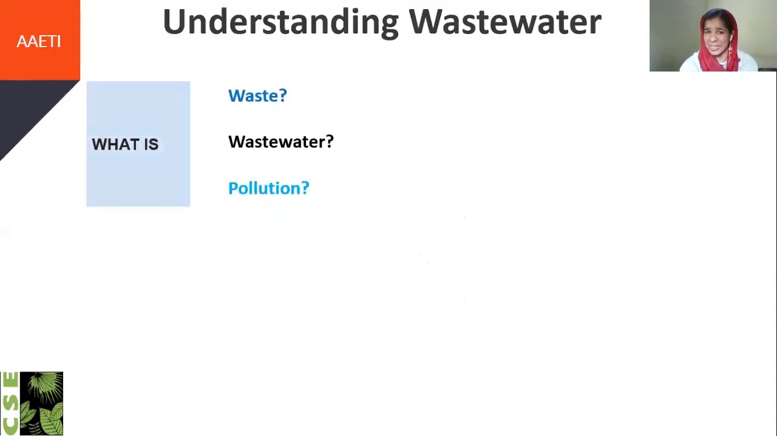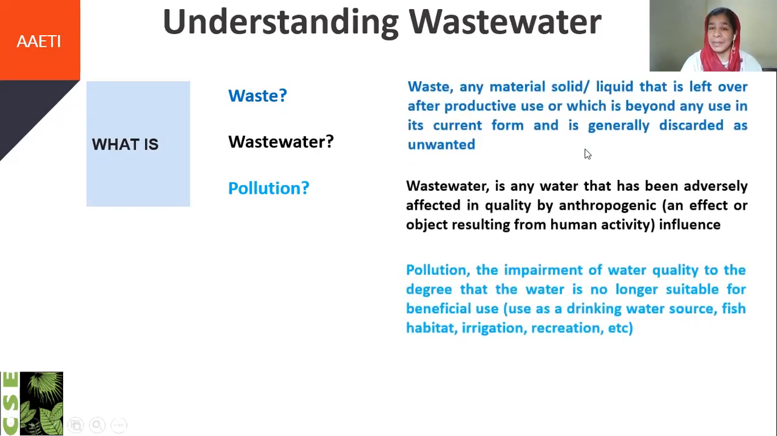So, what is waste? What is wastewater? What is pollution? Let's get the definitions correct. Waste is any material which is beyond any use in its current form and is generally discarded as unwanted. Wastewater is any water that has been adversely affected due to anthropogenic influence, and pollution is the impairment of water quality to the level that the water is no longer suitable for beneficial use.